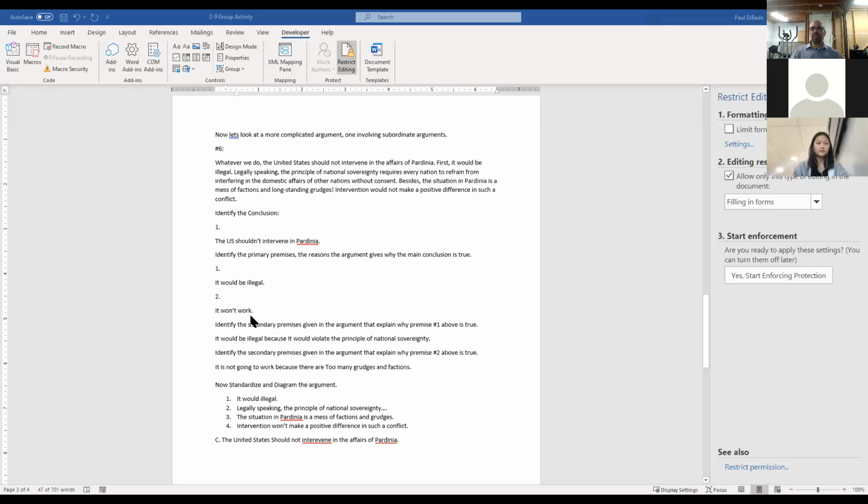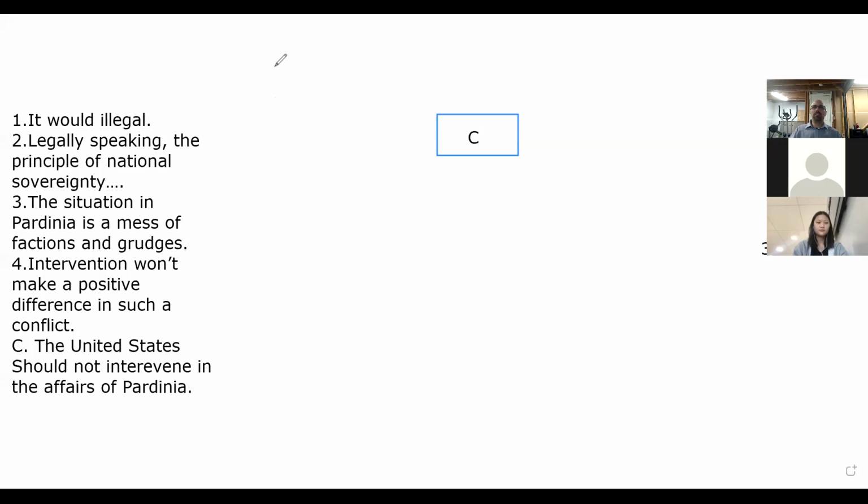Right? It would be illegal. It won't work. All right. So let's go back to the diagram then. Which one is it would be illegal? That seems to be number 1. We said the second one was that it won't work. Which of these most closely corresponds with it won't work? Probably number 4, right? Intervention won't make a positive difference. Intervention won't work. All right.